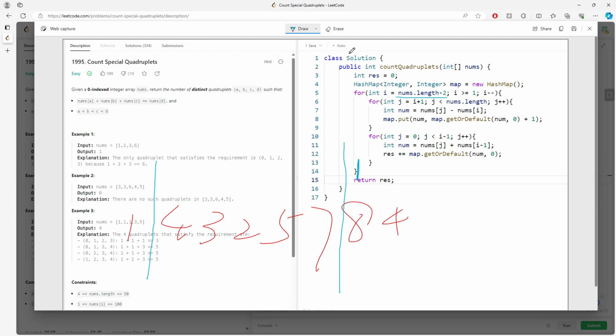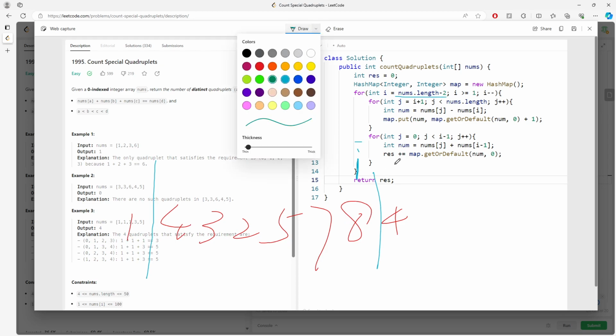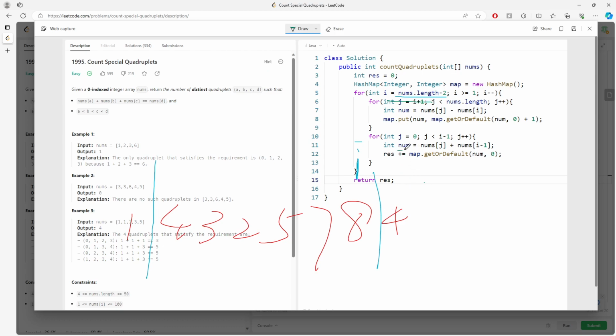Sorry, it should be here. This represents I, right? And then everything on the J pointer, J equal to I plus 1, so J minus I represents nums[d] minus nums[c]. And this one, J equal to 0, so J plus I represents nums[a] plus nums[b]. The reason we need minus 1 is that we don't want to use the same value, so this has to represent nums[i minus 1].